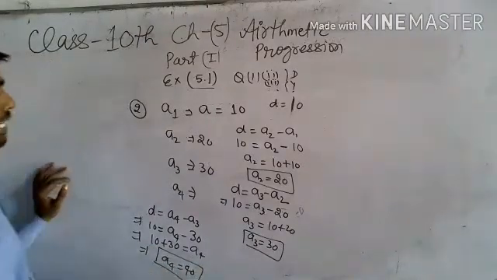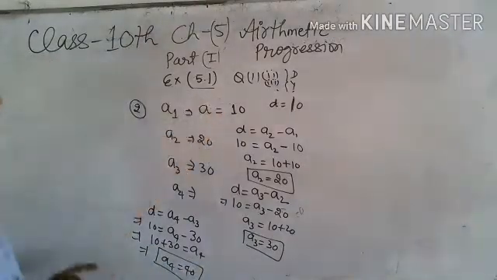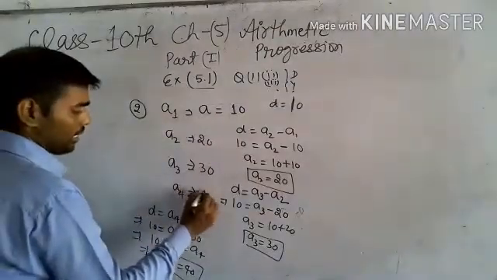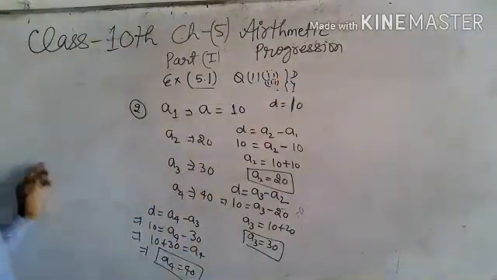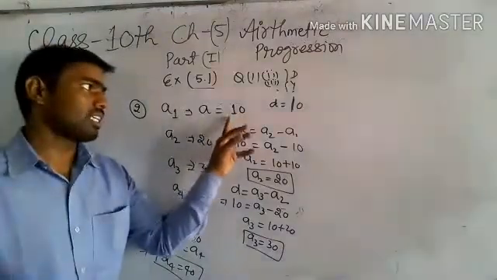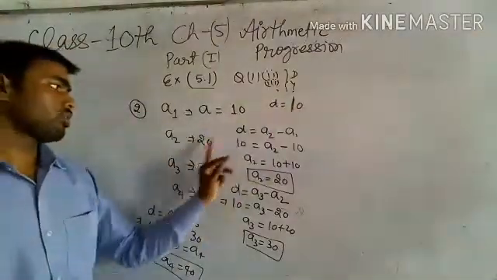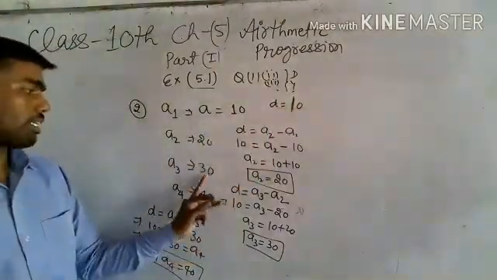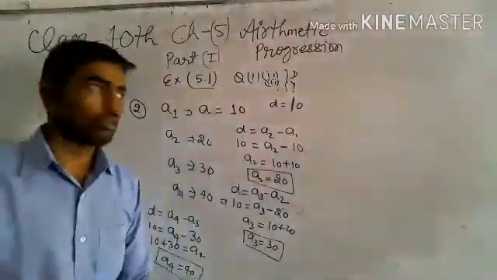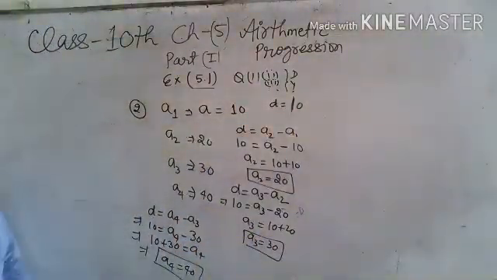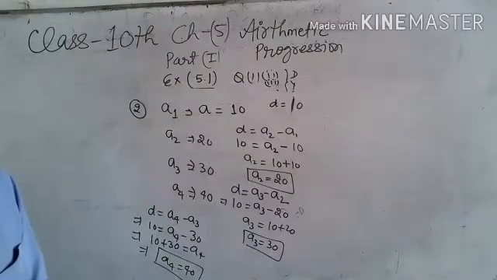So now we get A1 is equal to 10, A2 is 20, A3 is 30 and A4 is 40. You can see that 20 minus 10 is D, 30 minus 20 is 10, and 40 minus 30 is also equal to 10. So this is the complete solution of question number 2 part 1.